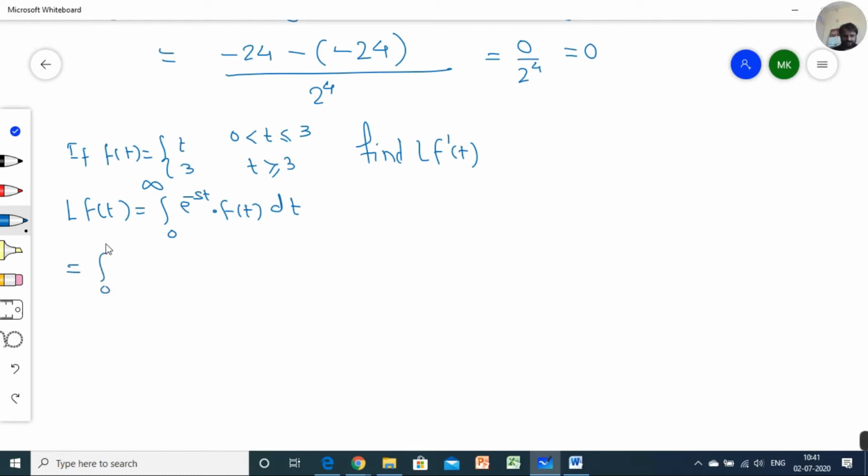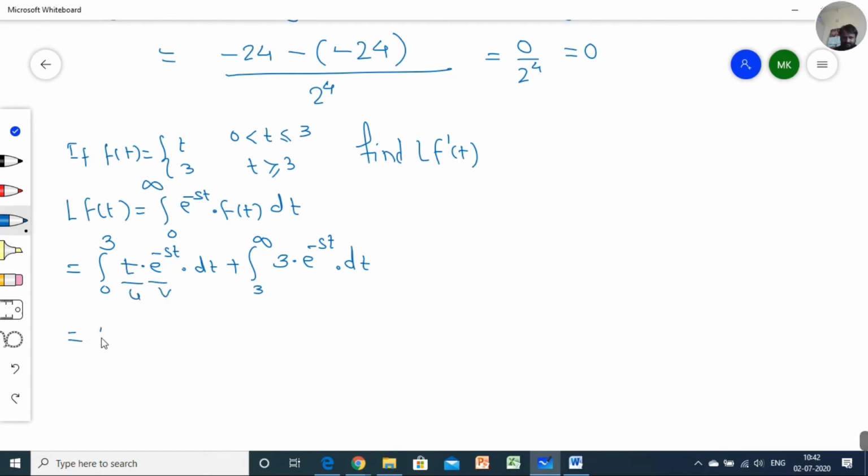From 0 to 3, the first equation is given, and the function f of t is given, that is t. So I'm just substituting t into e raised to minus st into dt, plus the integral from 3 to infinity, because the second limit is given, that is t is greater than or equal to 3, so 3 into e raised to minus st into dt. We just have to integrate the function, so again you have to apply the u into v rule here.